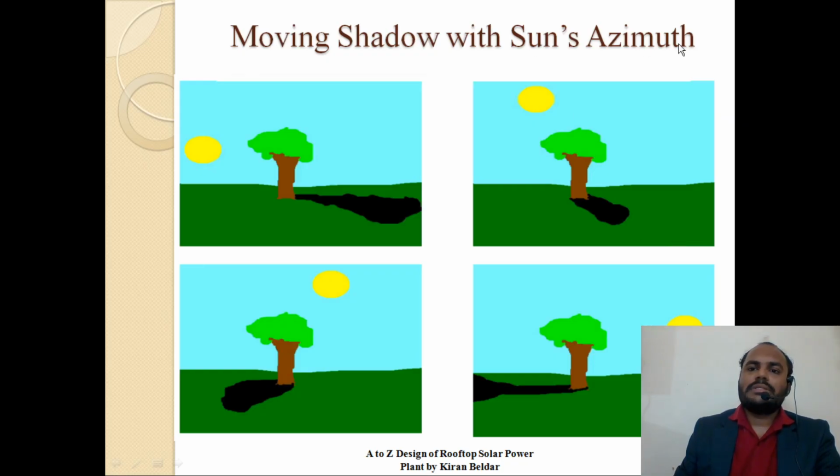Moving shadow with the sun's azimuth. This is a typical diagram of the shadow of a tree. Whenever the sun is at the east position, the length of the shadow of the tree continuously varies as the sun's altitude angle is changing.